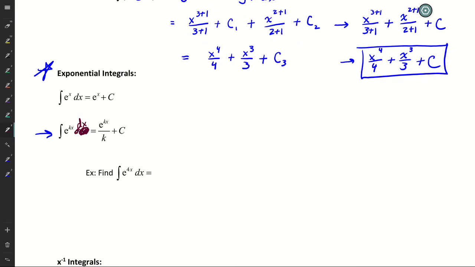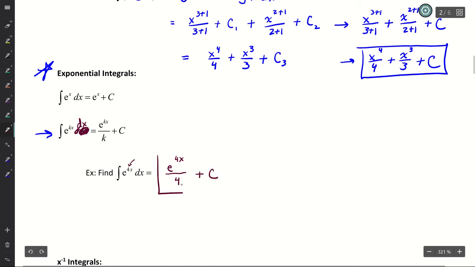So notice here it's a base e function, and that's important. If we change to a different base, we have a different rule, but it's a base e function, and then we notice here that the value multiplied in front of the x in the exponent is 4. So using the rule exactly, we would have e to the 4x, so the exact exponential, divided by whatever the constant is here that's multiplied in front of the x, so 4, and then plus c.